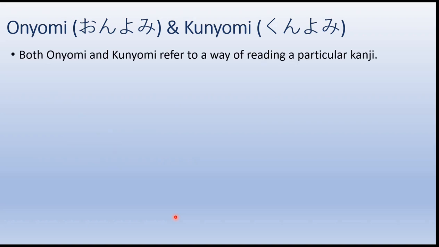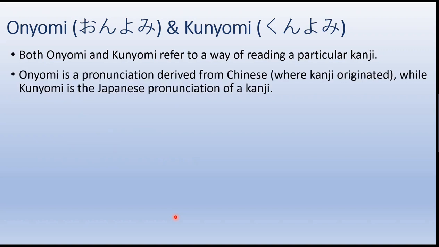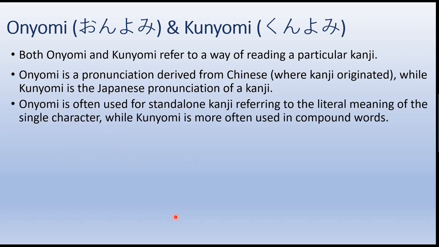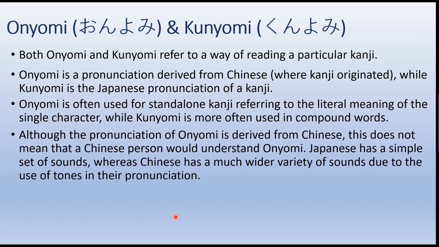Now for each kanji character, we come across two types of readings, on'yomi and kun'yomi. So let us see what these two are. Both on'yomi and kun'yomi refer to a way of reading a particular kanji. On'yomi is a pronunciation derived from Chinese, where kanji originated, while kun'yomi is the Japanese pronunciation of the kanji. On'yomi is often used for standalone kanji, referring to the literal meaning of the single character, while kun'yomi is more often used in compound words.